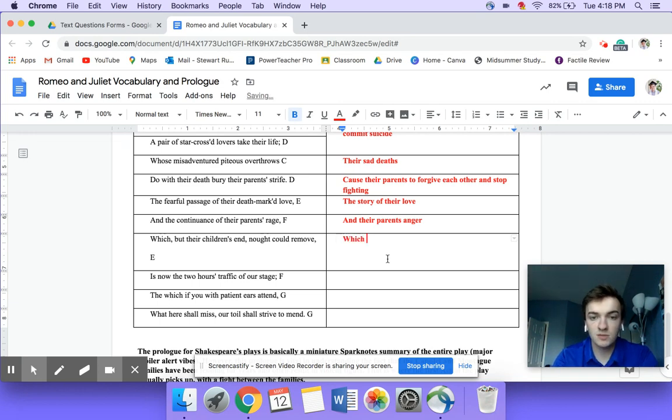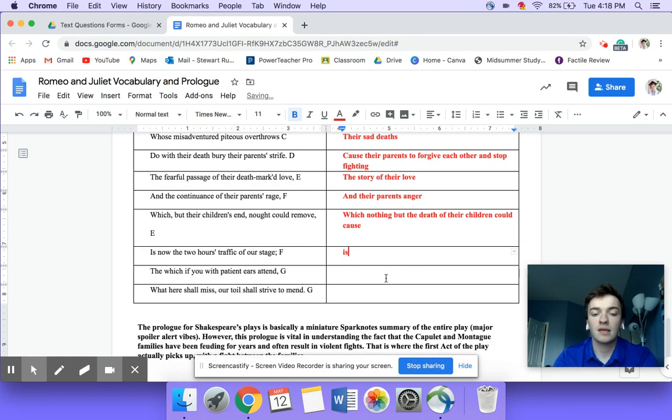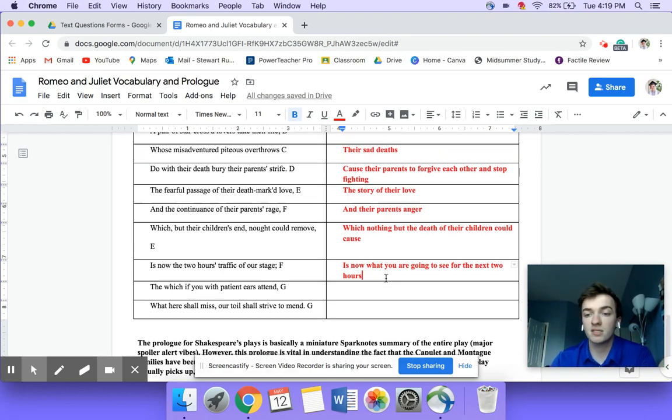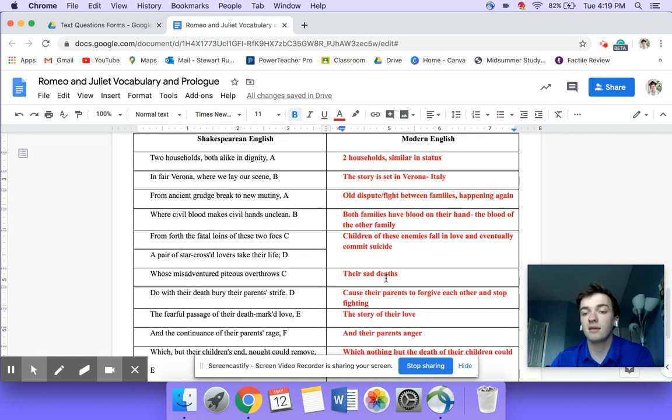So what this is saying here is which nothing but the death of their children could cause is now what you are going to see for the next two hours. So let's read this all together, just so we get a general gist of what they're saying here in this prologue.